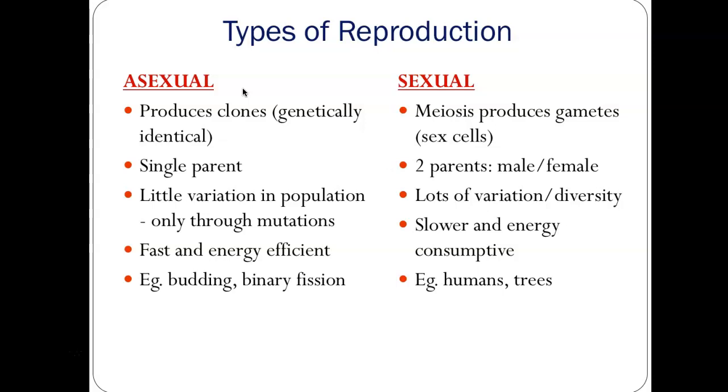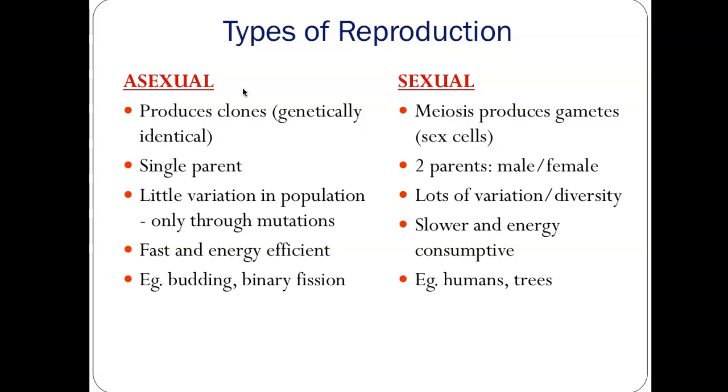Asexual reproduction is going to produce clones. That means they're genetically identical to the parent. There is a single parent. There's little variation in the population. If they're clones, then there's little variation. If you think about it, your mom looks a certain way, your dad looks a certain way, you look different than either one of them. You're not an exact copy of either one of them. So there's a lot of variation in traits. But with asexual reproduction, the offspring is going to be an exact clone, so little variation.